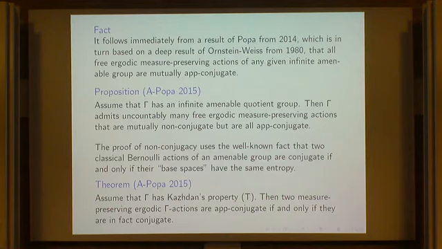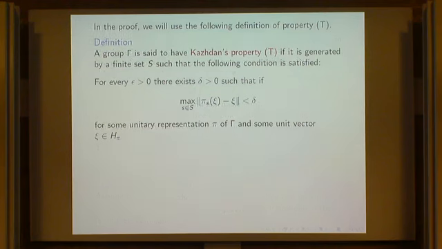And I want to talk about the proof of this result. It will require me to talk a bit about some objects in von Neumann algebra theory. I hope you'll bear with me. Right. So first, what's the definition of Kazhdan's property T that we'll be using?